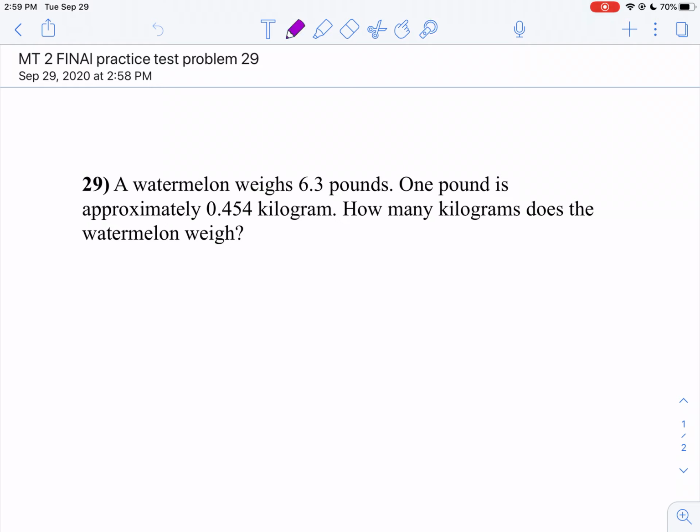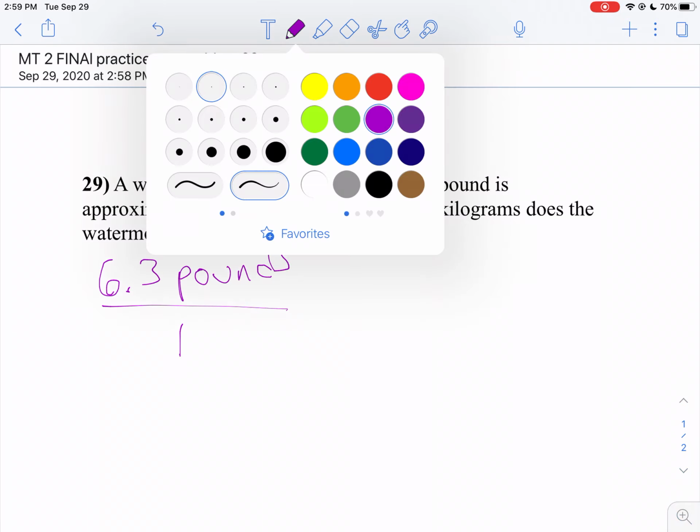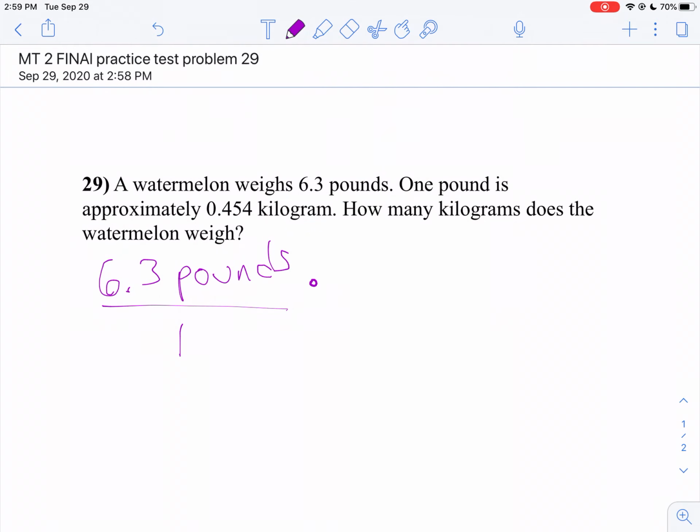So what we're going to do is start with the watermelon. The watermelon weighs 6.3 pounds. If you want to write that as a fraction, you can put that over 1, because that's what we're doing. We're multiplying fractions. When you're doing unit conversions, you're always multiplying by 1. And what I mean by that is whatever you multiply by is going to be the same.